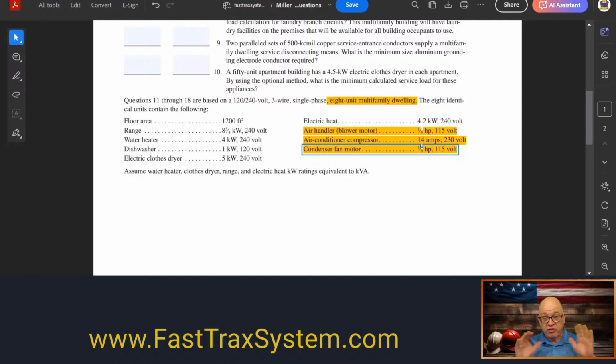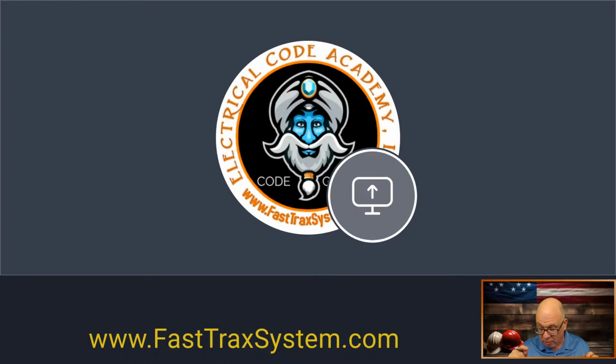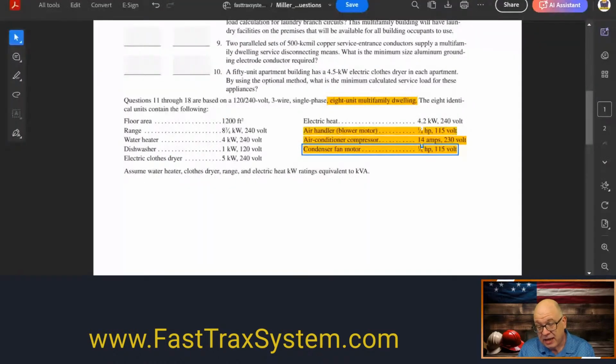Now, which is larger, the heat or the AC? Well, remember the heat was 4,867. Now the AC is larger. So we're just doing one unit. So in this one, you're going to go with the heat, right? Excuse me, you're going to go with the AC because that's the larger. You omit the heat.